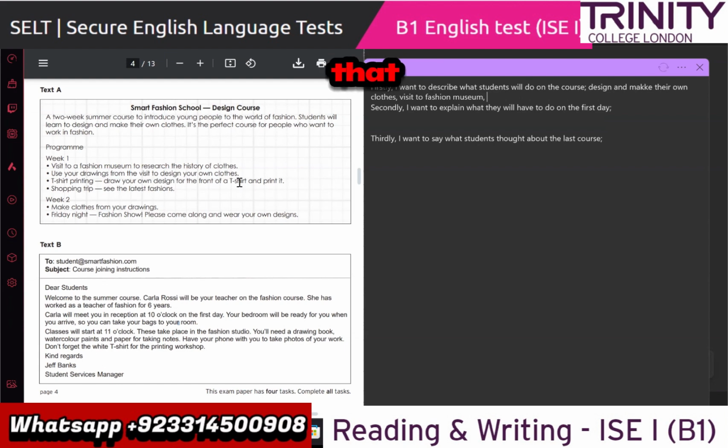This is an activity that they will do in week 1. After that, use drawings to design their own clothes. All right, you can also write that in here, using drawings to design and make their own clothes, right?